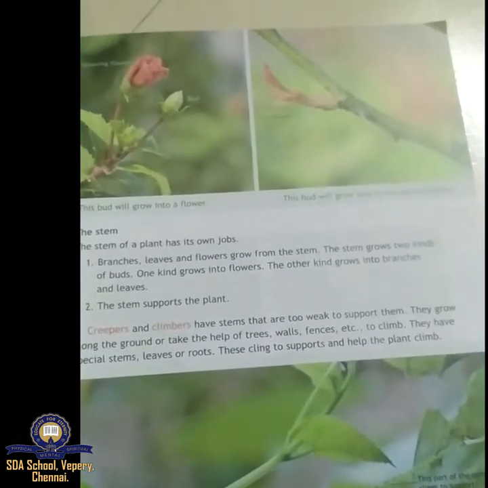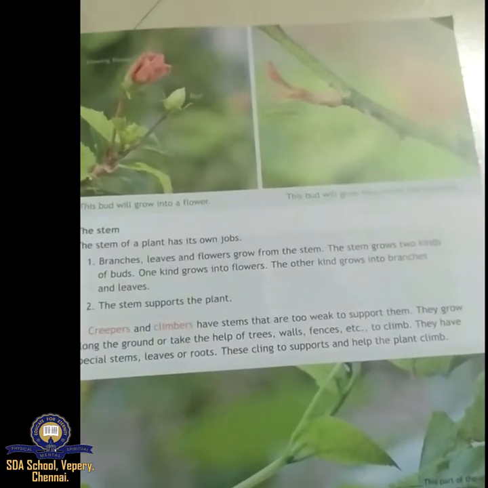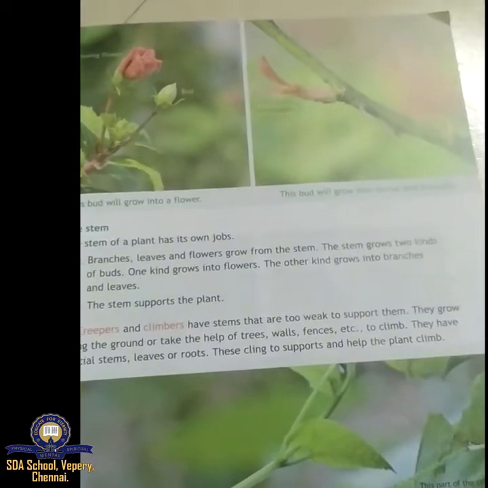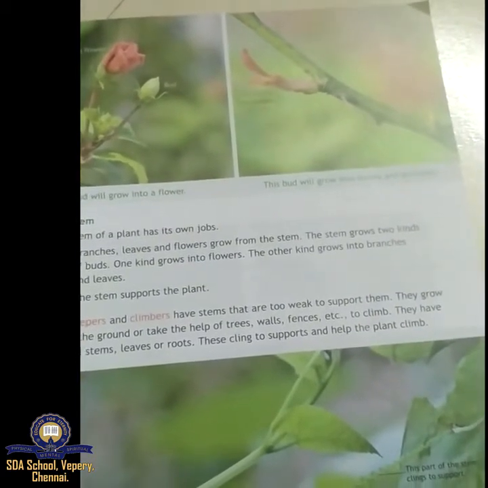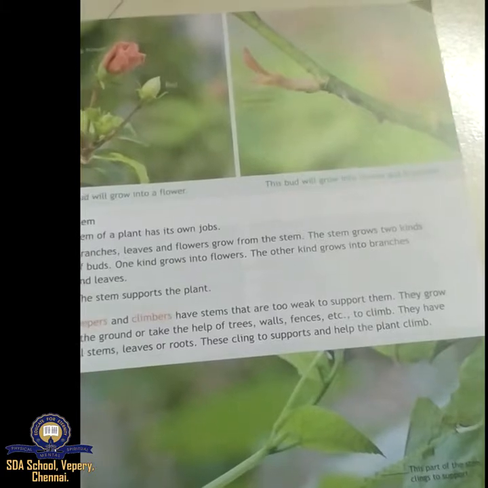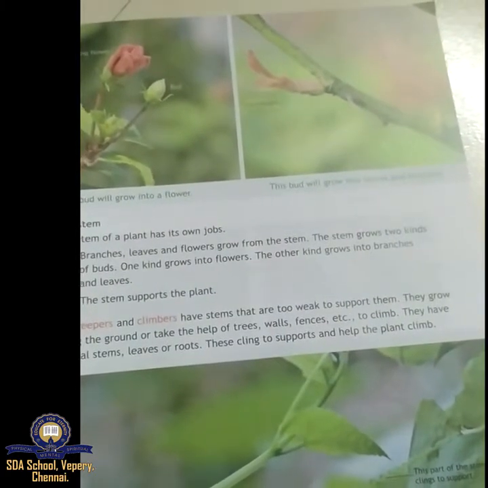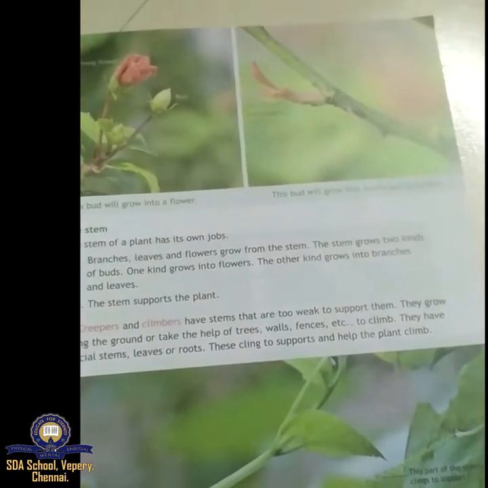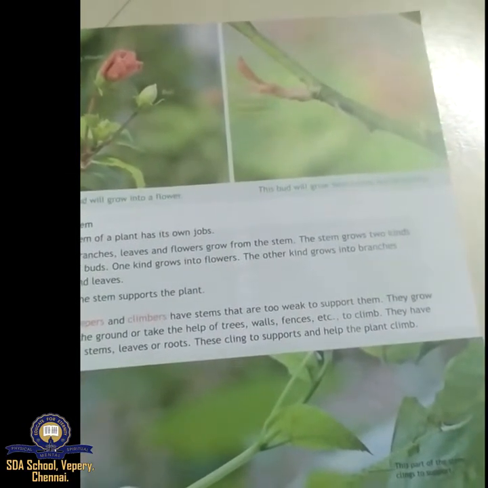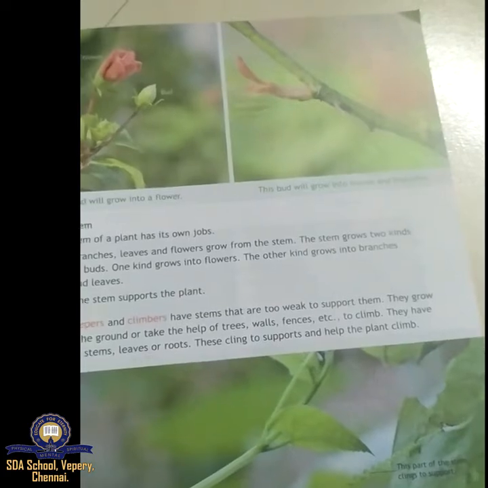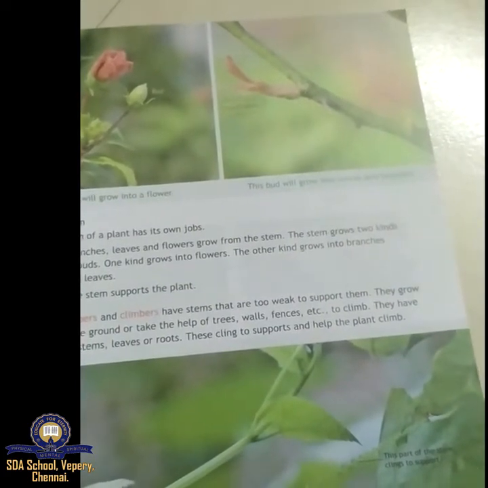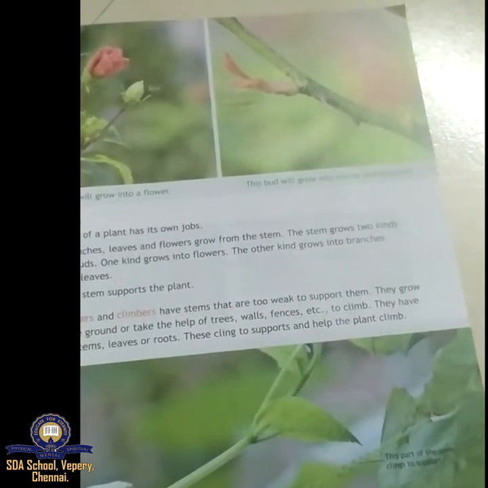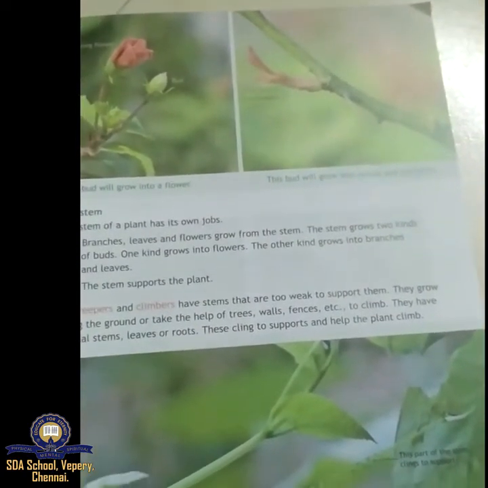Okay, the stem has its own jobs. What are the uses? What are the functions of a stem? Branches, leaves and flowers grow from the stem, and the stem grows two kinds of buds. One kind grows into flowers, and the other kind grows into branches and leaves.